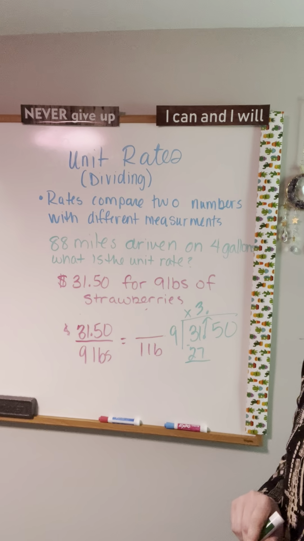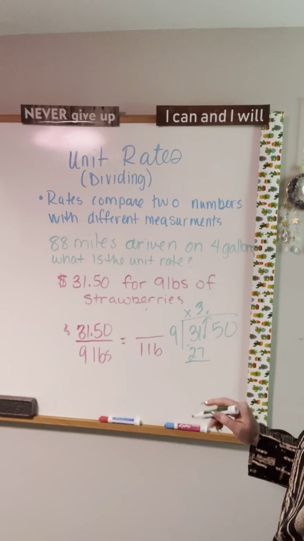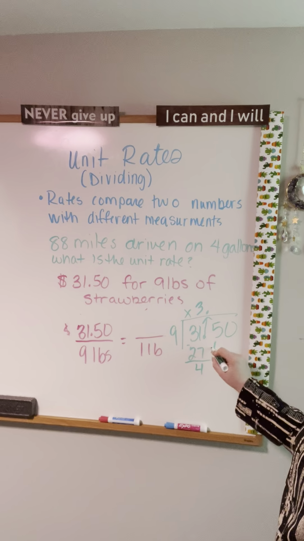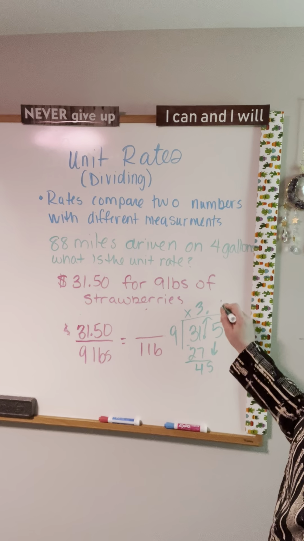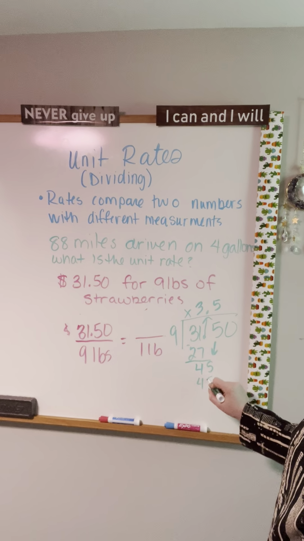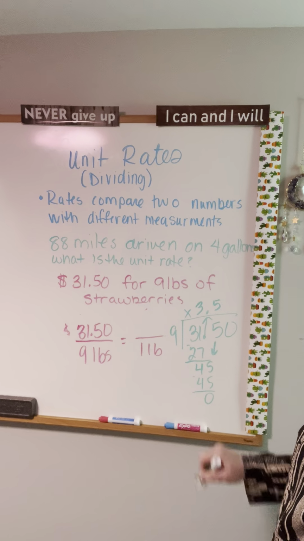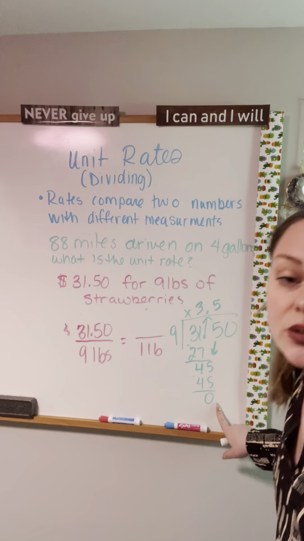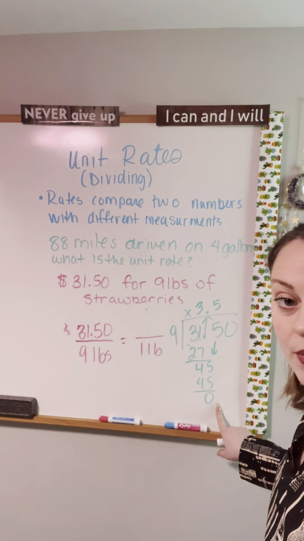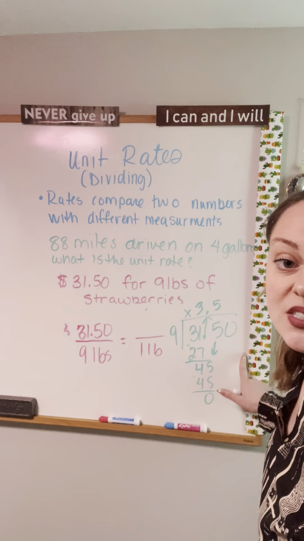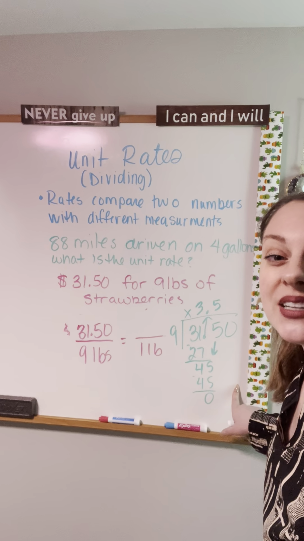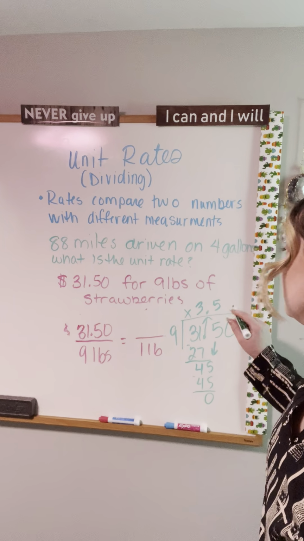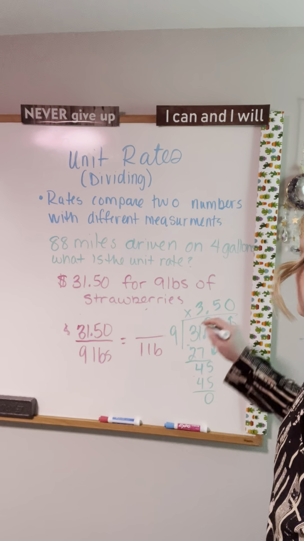Okay, if I'm going too fast, just go ahead and press pause and catch up. I'm left with 4, and then I bring down my 5. That is 9 times what is 45? 5. Okay, this is very important right here, 0. You see how my remainder is 0, but I still have a number here? You could either take it down and divide again, or you could just write it on up to the top.